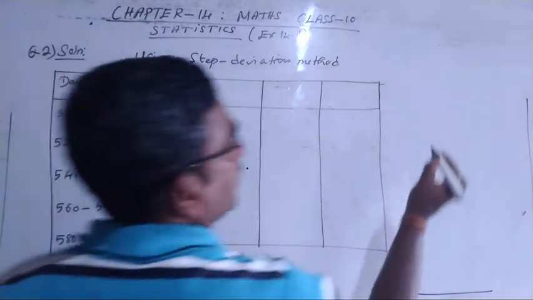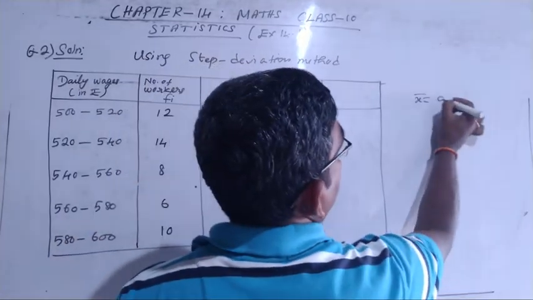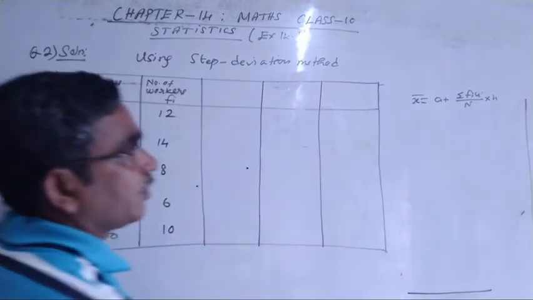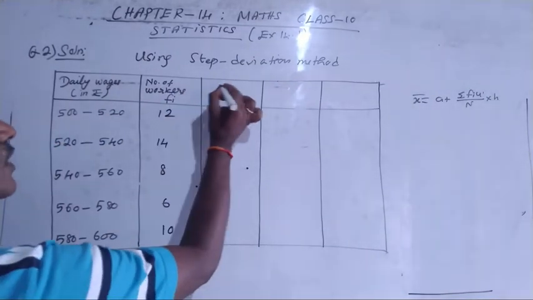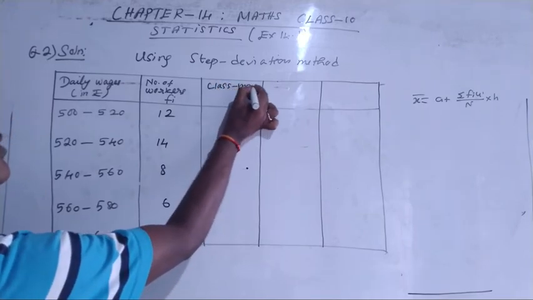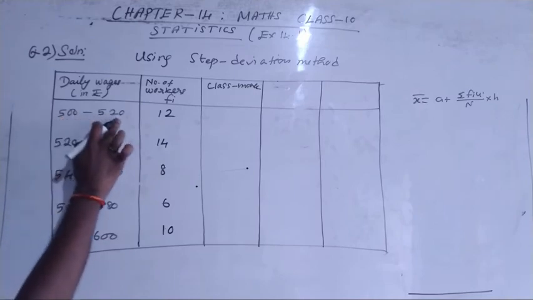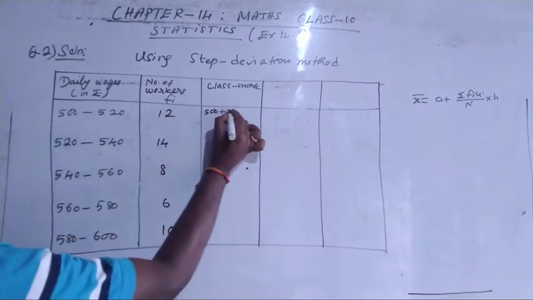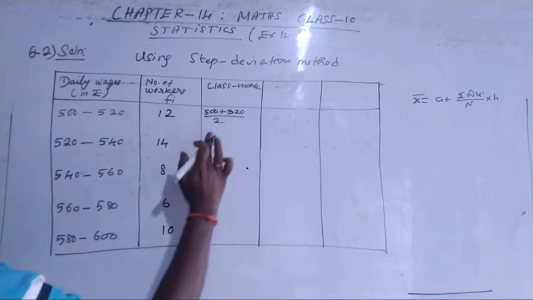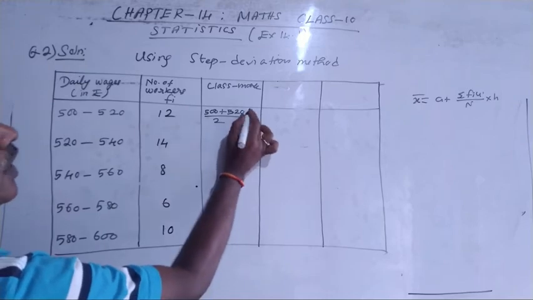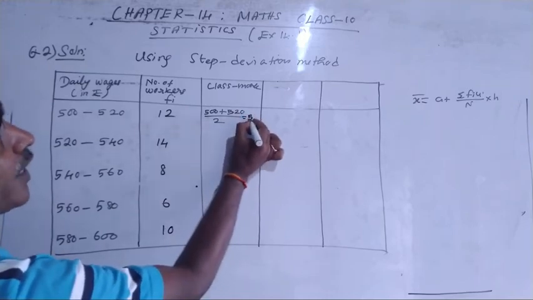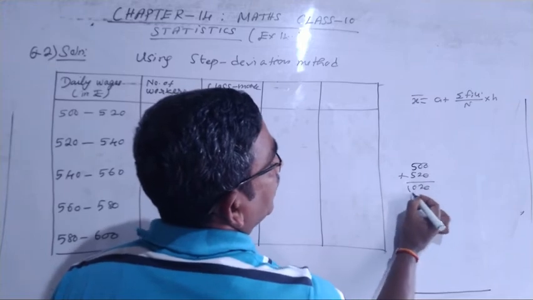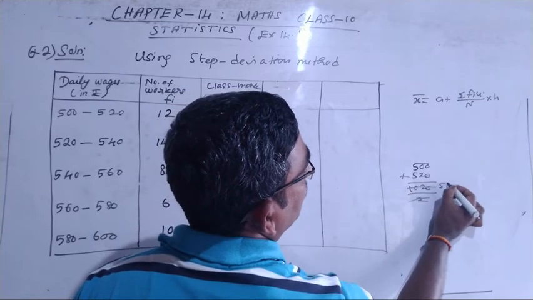What is the step deviation method formula? The mean is equal to A plus sigma Fi Ui divided by N into H. This is the formula. You have to find the assumed mean A, but before that, first find the class mark. Class mark means the middle number of 500 and 520, which is 510. We find it as lower limit plus upper limit divided by 2. So 500 plus 520 is 1020, divided by 2 is 510.